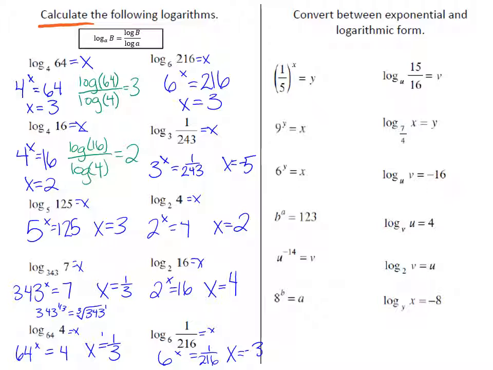Well, wait a second. Look at these two questions. Look how similar they are. We have the same base. We have the same large number. The difference was it was kicked to the bottom. So we had a 3 versus a -3.